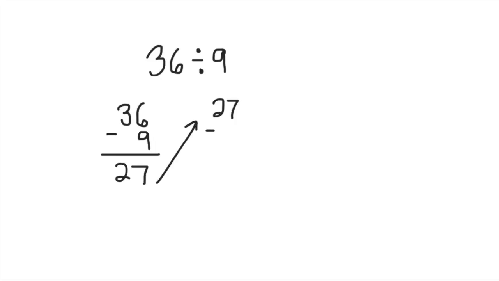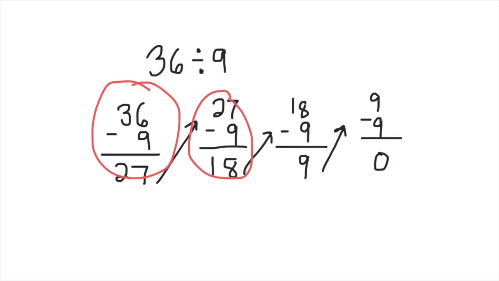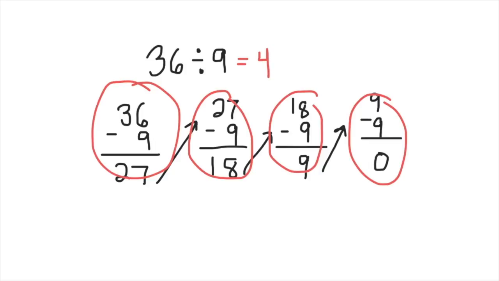27 minus 9, 26, 25, 24, 23, 22, 21, 20, 19, 18. Bring that up. 18 minus 9 gives you 9. Bring that up. 9 minus 9 brings us to 0. So to get our answer, we count how many times we had to subtract. 1, 2, 3, 4. So 36 divided by 9 equals 4.